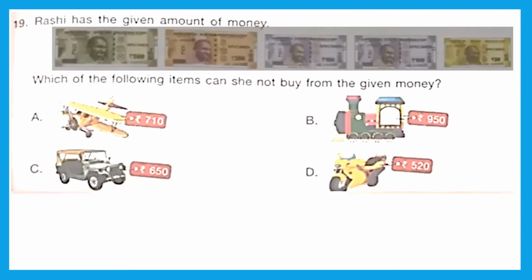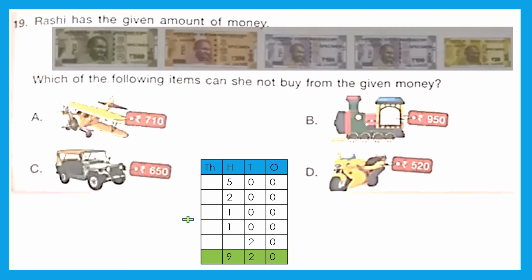Question 19. Rashi has a given amount of money. Let's first find the given amount of money. Sorry that it is not much visible, but I'll tell you how much it is. It is a 500 note, then a 200 note, then we have a 100 rupees note, then again a 100 rupees note, and then we have 20. If we sum that, we'll get the total amount of money with Rashi, and that is going to be 920. Now let's see the question.